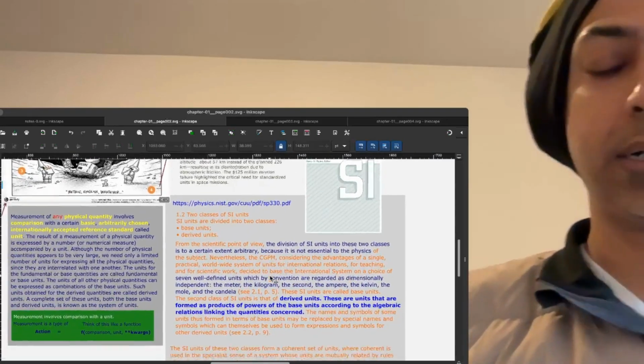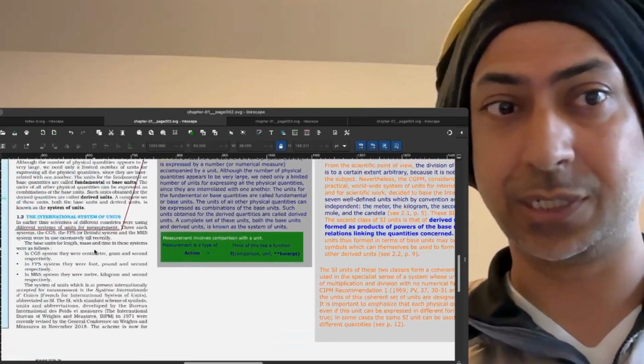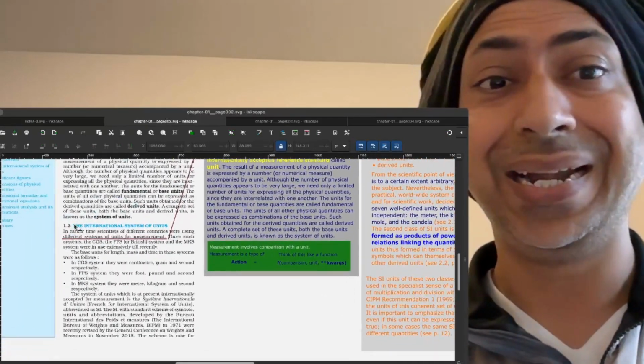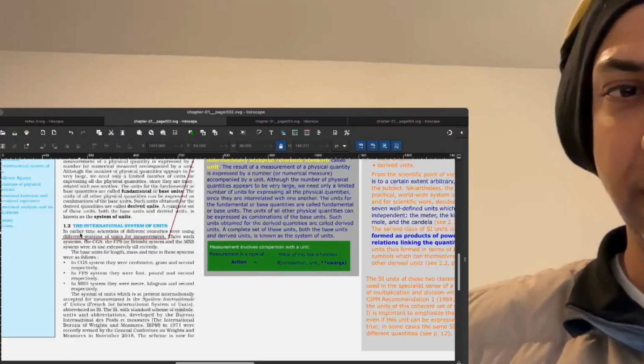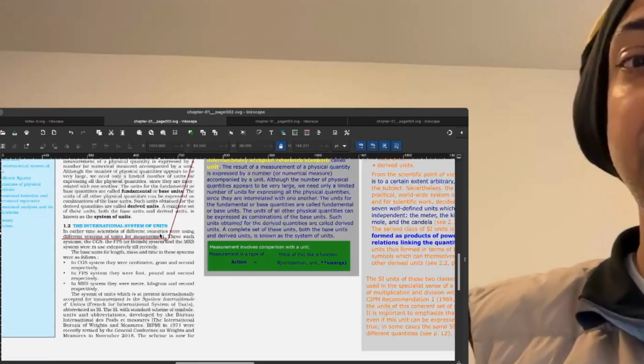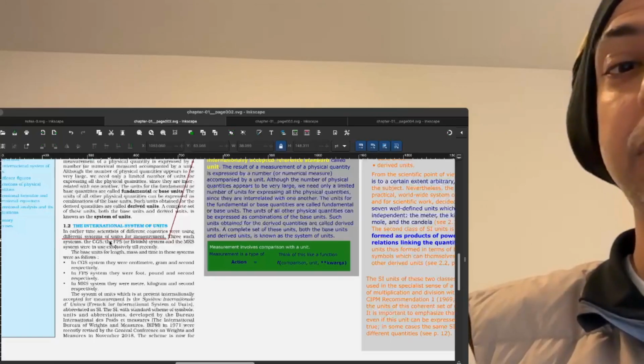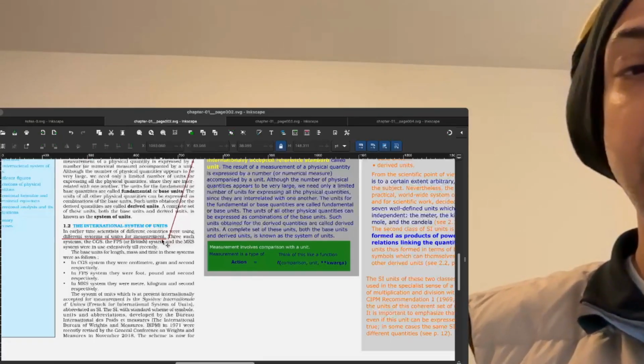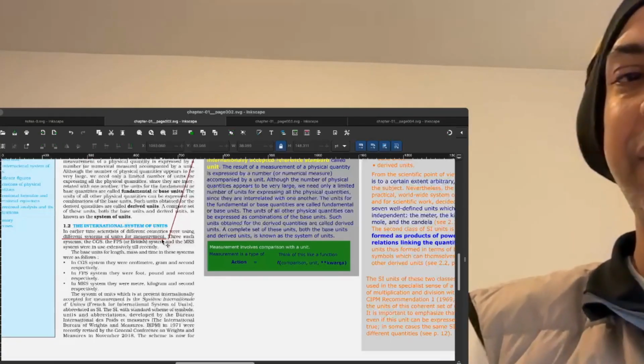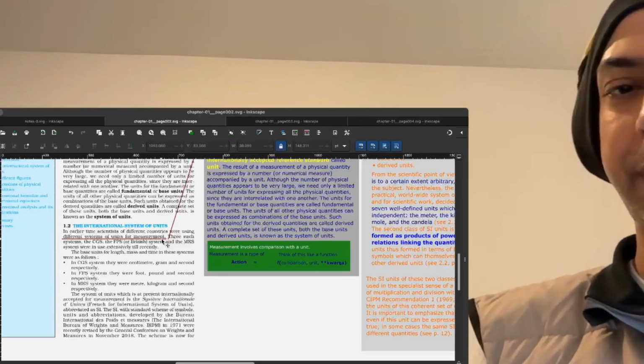So now let's look at the next section, 1.2, the international system of units. In earlier times, scientists of different countries were using different systems of units for measurement. So scientists from different countries were using different systems of units for measurement.